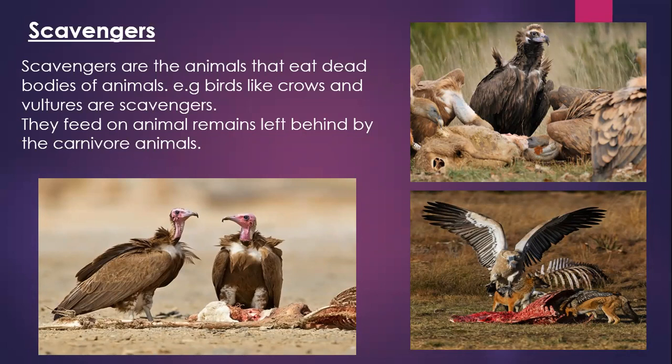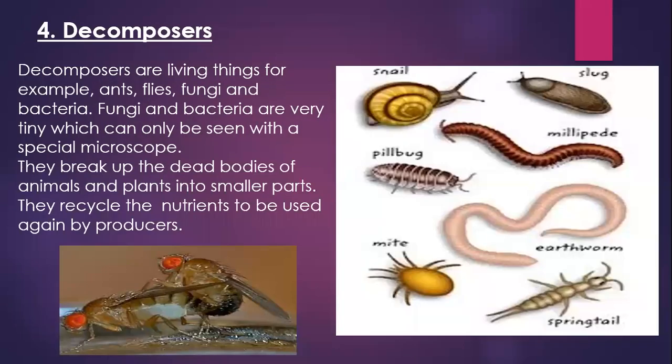Understand? These four types of animals come under the category of consumers. They all are consumers. How many parts of the food chain? We have four parts: sun, producers, consumers, and now the fourth part of the food chain is decomposers. They are very important in the food chain. Who are decomposers?